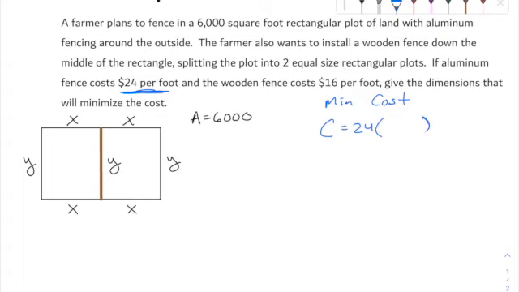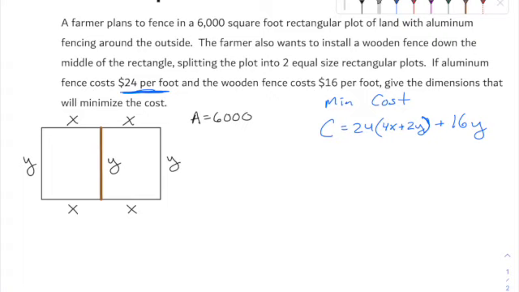multiplied by however many feet of aluminum fence you use, and you're using aluminum around the outside, so that's going to be 2x, 2x, 2x. It's going to be 4x total, and these 2 y's on the outside, because you're only using aluminum around the outside, right? So that's going to be 24 times 4x plus those 2 y's. Plus the wooden part down the middle, the partition there, is $16 per foot. So that's going to be 16. And there's only one section that's going to be made out of that wood. So it's going to be $16 multiplied by however many feet this y is, this dimension is.